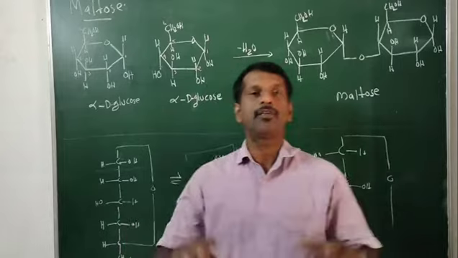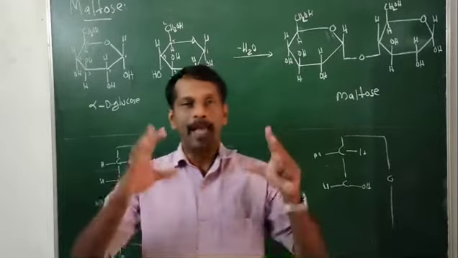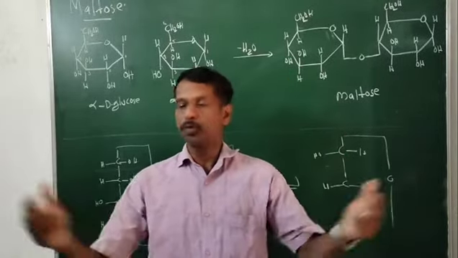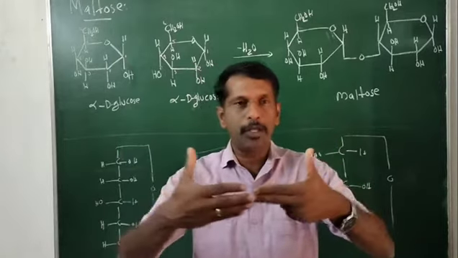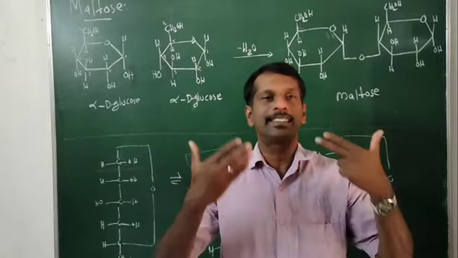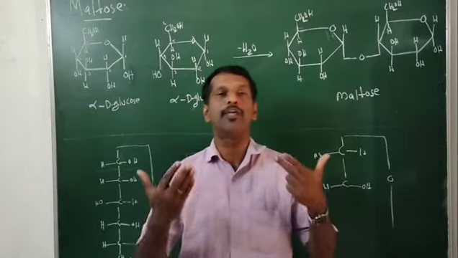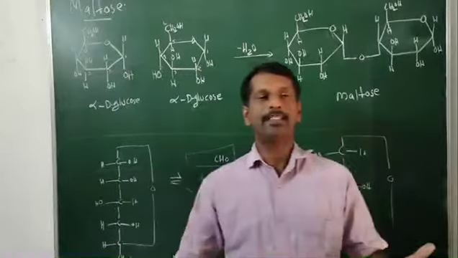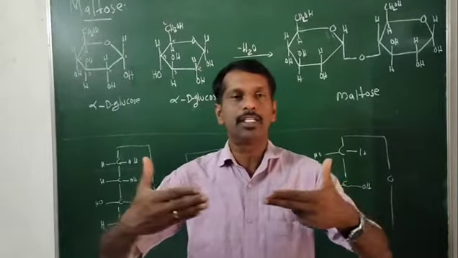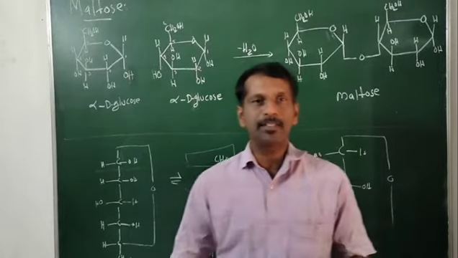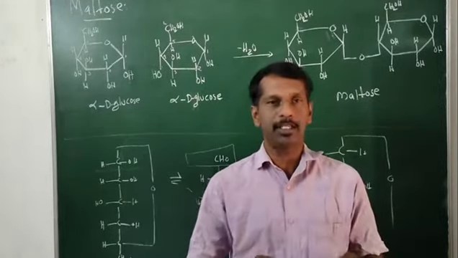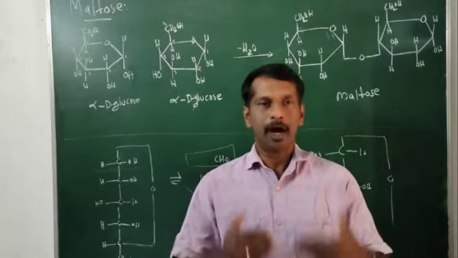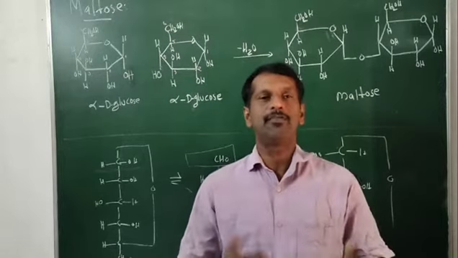Now, the structure of disaccharides. Disaccharides are carbohydrates in which two monosaccharide units are joined together by means of acetal linkage, which is known as a glycosidic linkage. Now, let us discuss an example of a disaccharide.